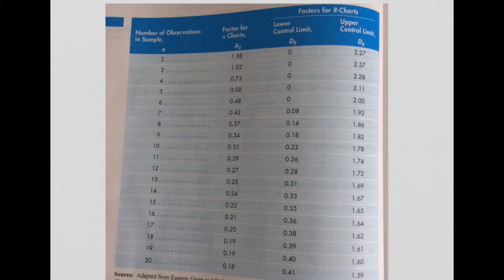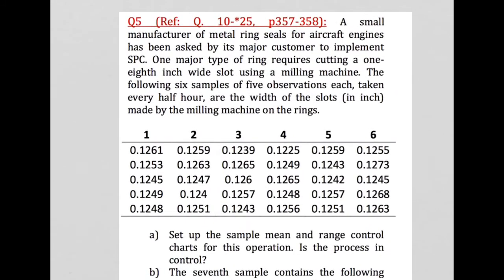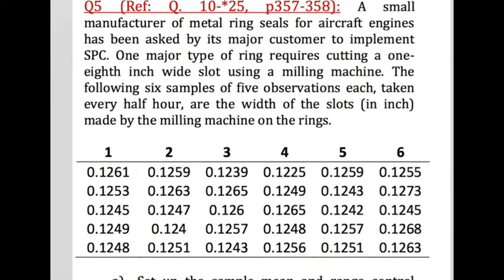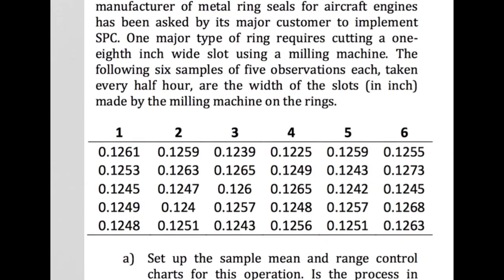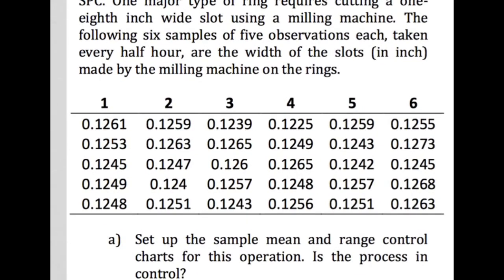So let's take a look at the problem. This is problem 10-25 in the text, also posted on Moodle, so it's available there if you wanted to download it. The problem is: a small manufacturer of metal ring seals for aircraft engines has been asked by its major customer to implement SPC. That's statistical process control, similar to SQC, statistical quality control. One major type of ring requires cutting a 1/8 inch wide slot using a milling machine. The following 6 samples of 5 observations each, taken every half hour, are the width of the slots in inches made by the milling machine on the ring.